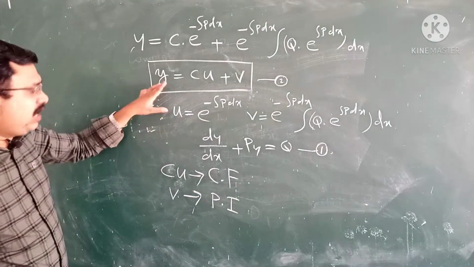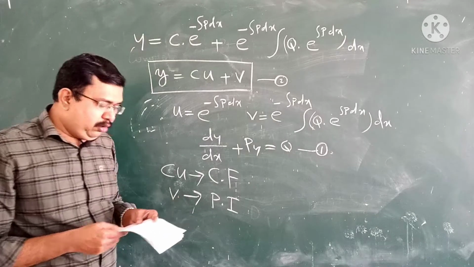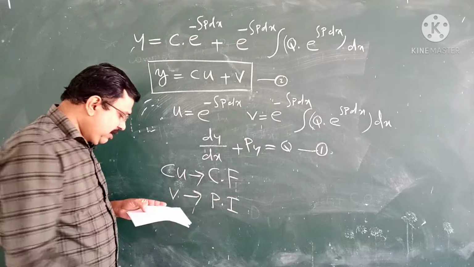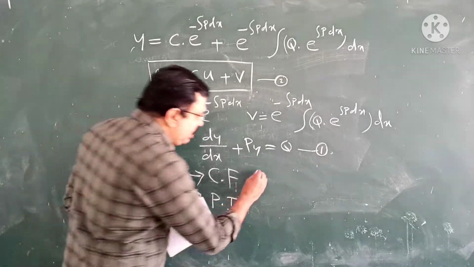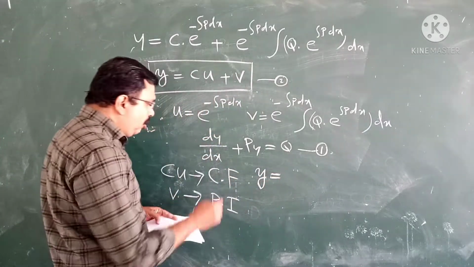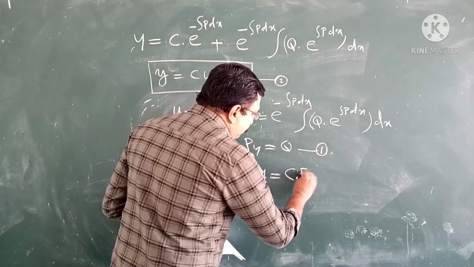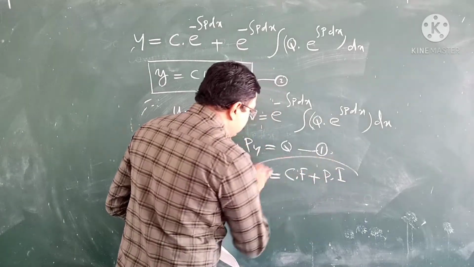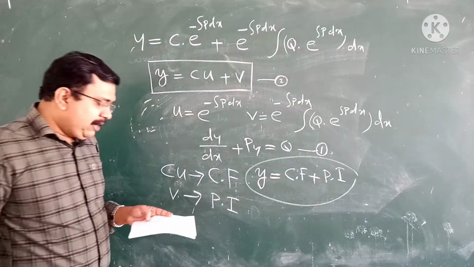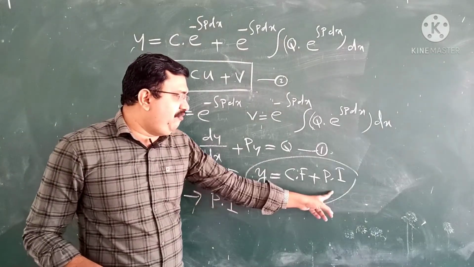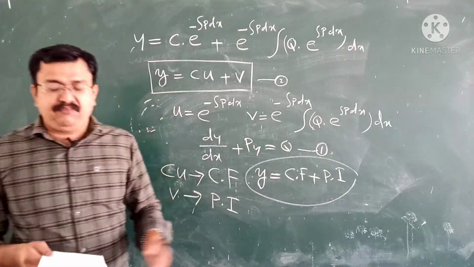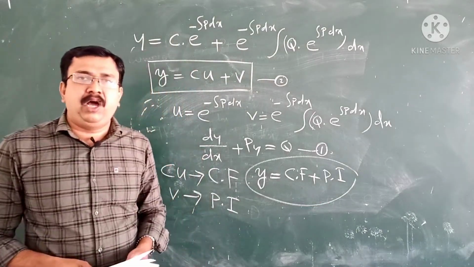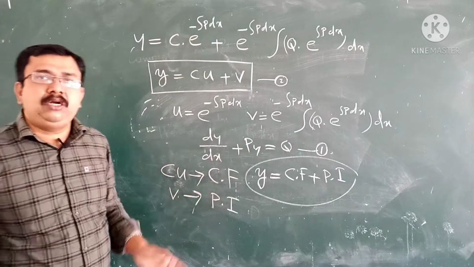Therefore our complete solution is equal to complementary function plus particular integral, that is y equal to CF plus PI. This is our complete solution. What is CF? CF means complementary function and PI means particular integral. Please write this down in your notebook.